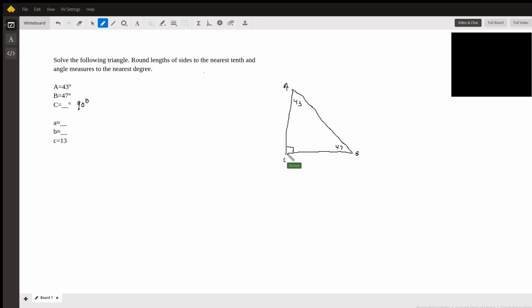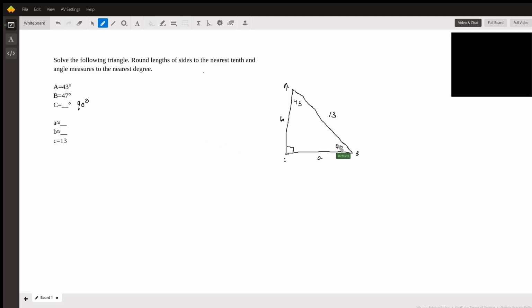And we're told that side C, which is the hypotenuse, little c is opposite angle C, little a is opposite angle A, little b is opposite angle B. So we're told this is 13. So we just need to find little b and little a here. Okay, so let's just do that.